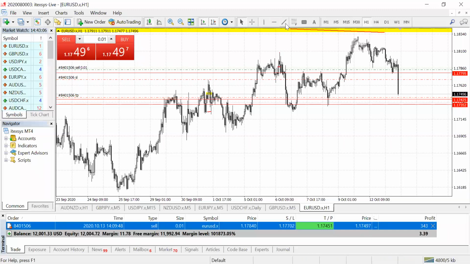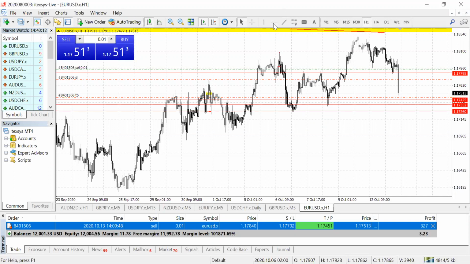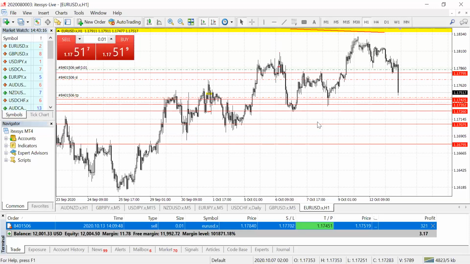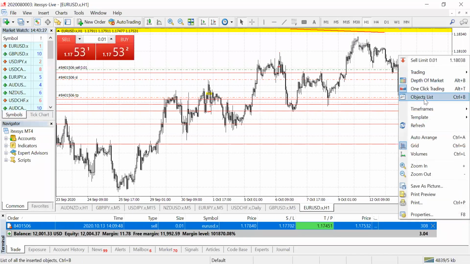I mean, there's a lot of support there. So there's a lot of points where price could reverse to the upside. Playing this.